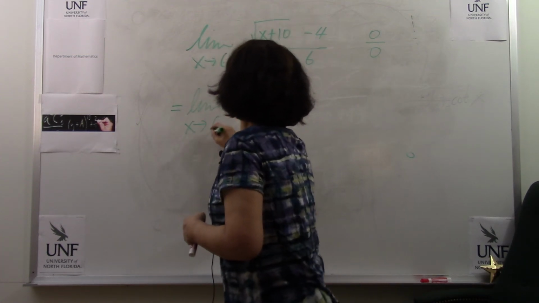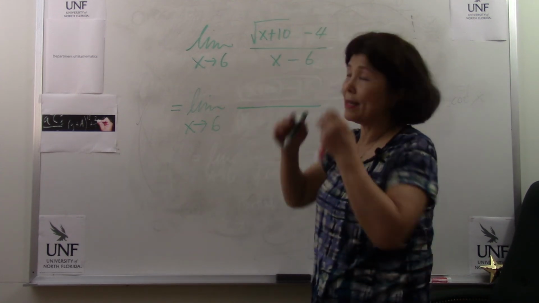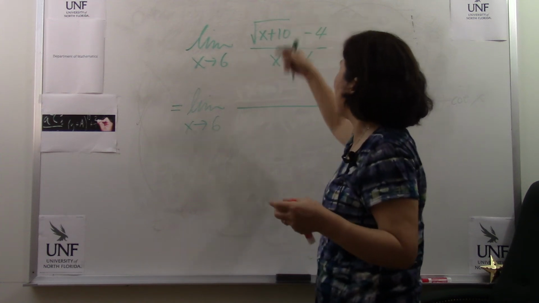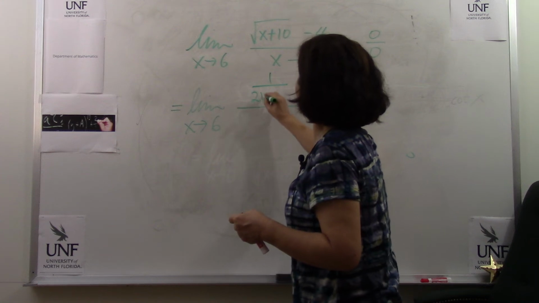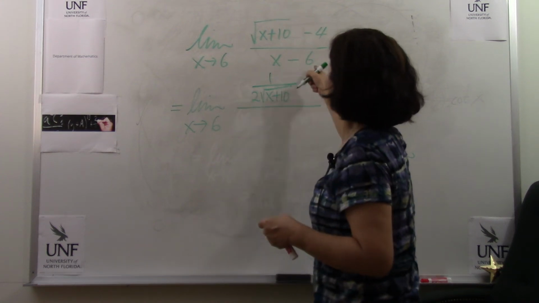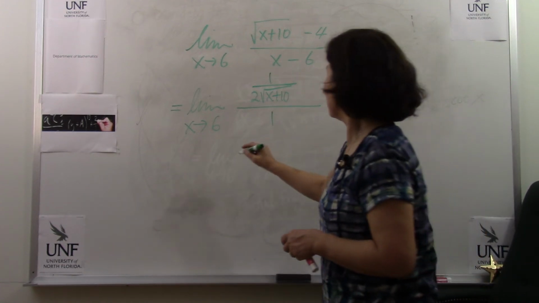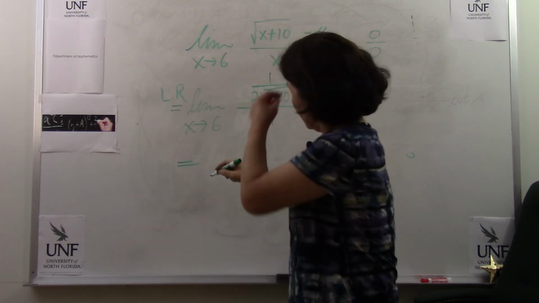X goes to 6. The derivative of this is like a square root of x. Even if we apply the chain rule, it doesn't change much. So 1 over 2 square root of x plus 10. The derivative of x minus 6 is 1. So what's going to happen? Yes, this is L'Hopital's rule.